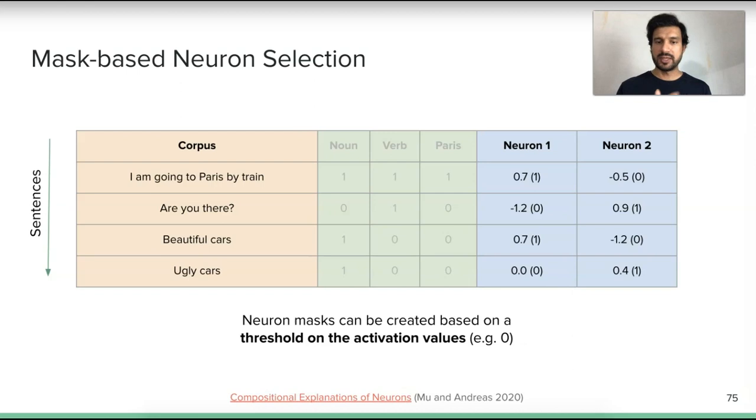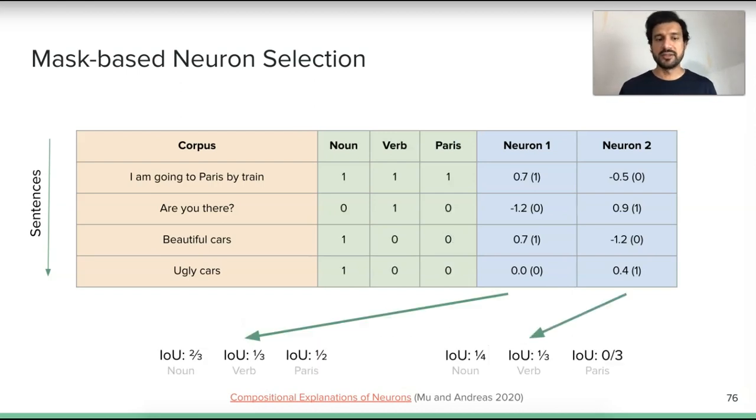So now we have the neuron mask and we have the concept mask. We can compute an intersection over union, and we can see which of the neurons refers to which of the concepts. For example, here we can say that neuron 1 is more of a noun neuron, and the second neuron is more of a verb neuron.